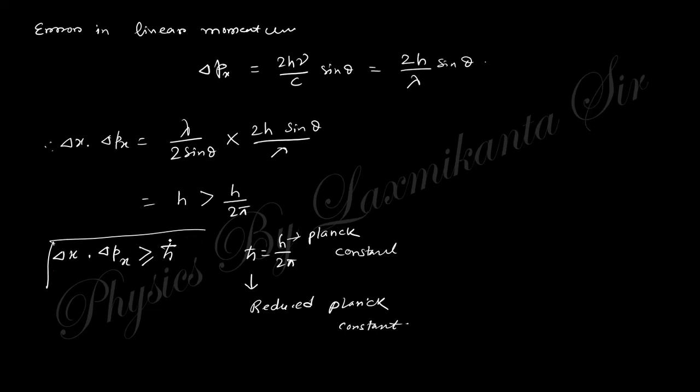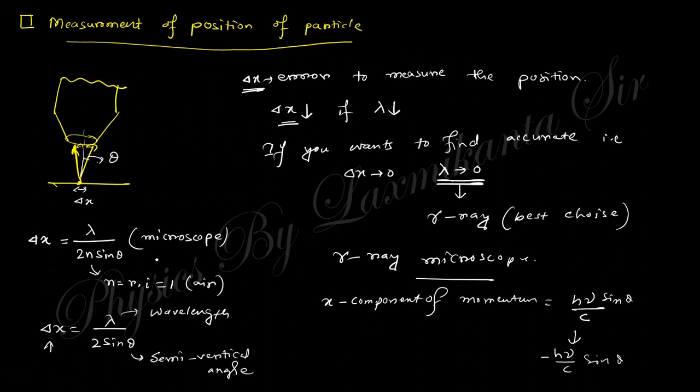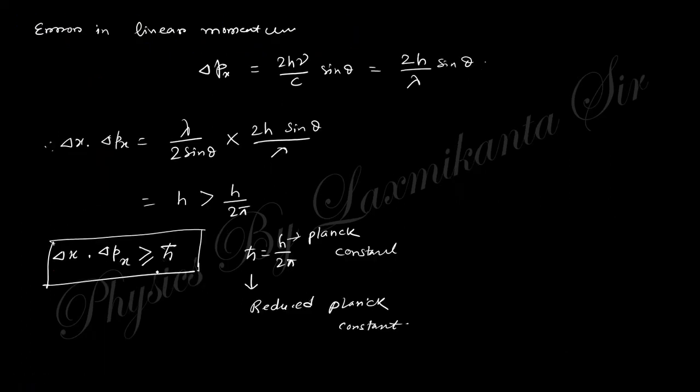This principle is obtained from this experiment. They want to find the position, but when they find the position, the momentum becomes uncertain, and this product results. This is nothing but the Heisenberg uncertainty principle.